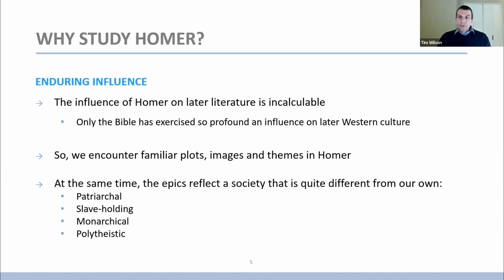At the same time, in as much as what we'll see in Homer is familiar because we've seen permutations of those stories, I also want to underscore that in some ways what we're reading in Homer is quite different. So the epics reflect a society that's quite different from our own. It's a patriarchal society, slave-owning, monarchical, polytheistic. So there's a number of ways in which the epics are going to depict mores that are foreign from our own.